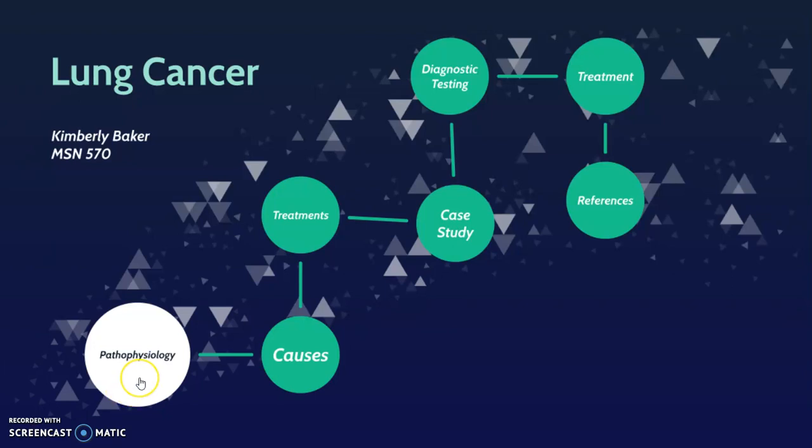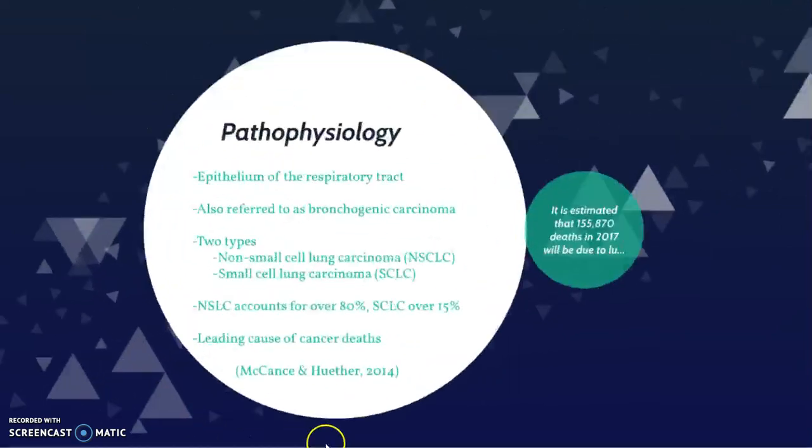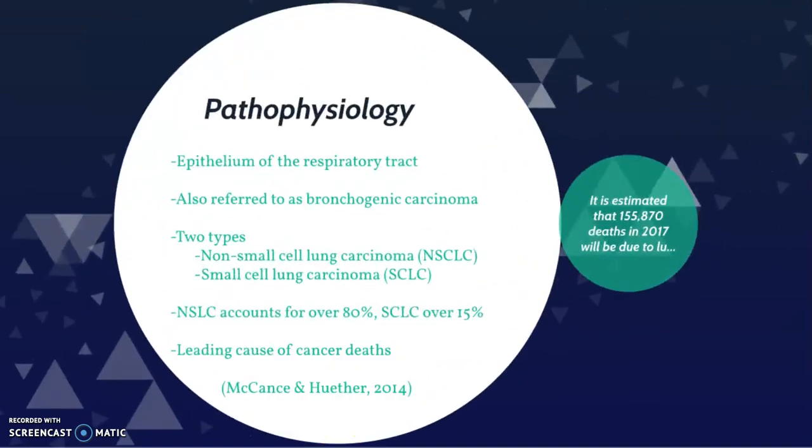I'm just going to start with a little pathophysiology. Lung cancers come from the epithelium of the respiratory tract. Because of this, tumors such as mesotheliomas and sarcomas are actually excluded from the category of lung cancer. Lung cancer is also referred to as bronchogenic carcinoma because it arises from the cells that line the bronchi in the lungs.